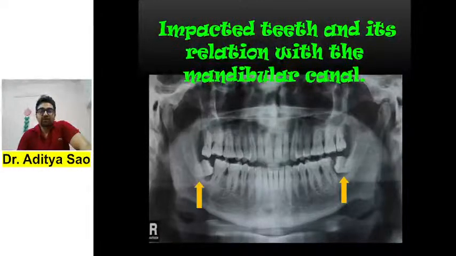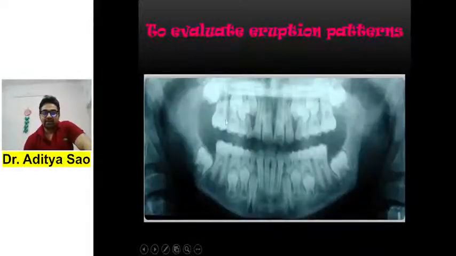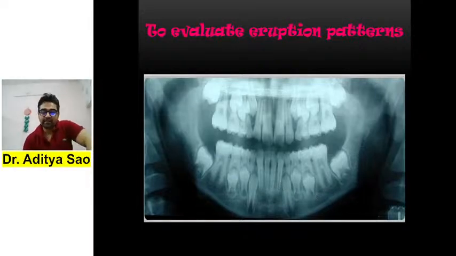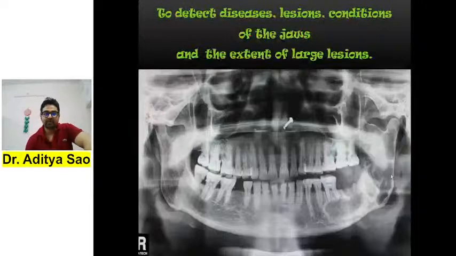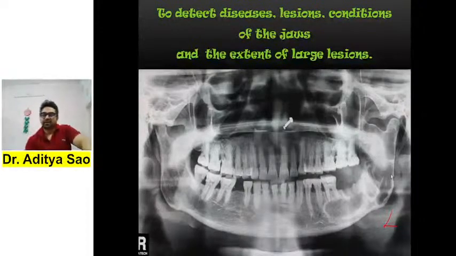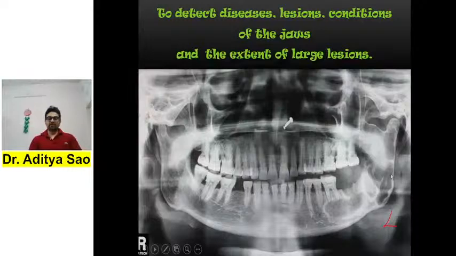Why OPG is required. What is the case here? There are impacted third molars, and you can see the correlation with the mandibular canal. To evaluate the mixed, this OPG shows what? This OPG shows mixed dentition period. What does this OPG show? On the left side, it shows a pathology which starts from the posterior border and involves the ascending border of the ramus.